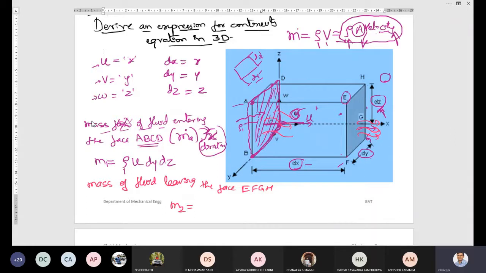That I will take as M2. M2 is equal to the total mass which gets inside the system, that is rho u dy dz. How much goes out from here? All the fluid that has come in here goes out.